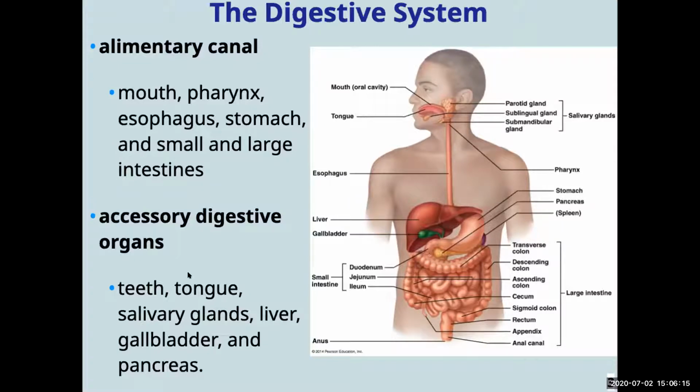Now, besides this GI tract, you also have accessory digestive organs. These are the other digestive organs that function to contribute to digestion, but are not immediately part of the GI tract. These include the teeth, your tongue, your salivary glands, which secrete saliva, the liver, gallbladder, and pancreas.